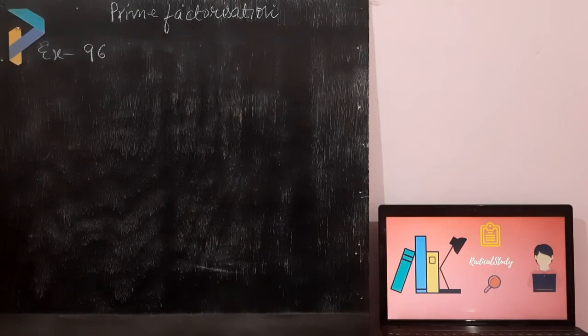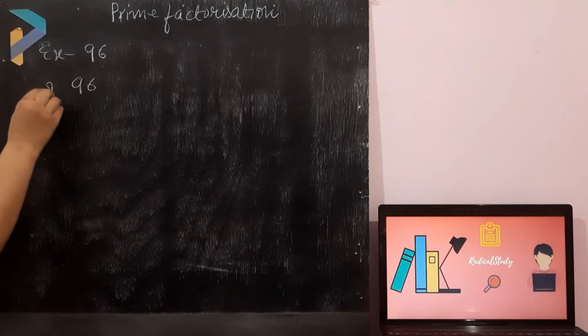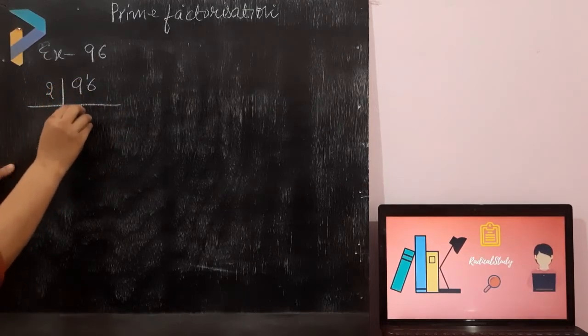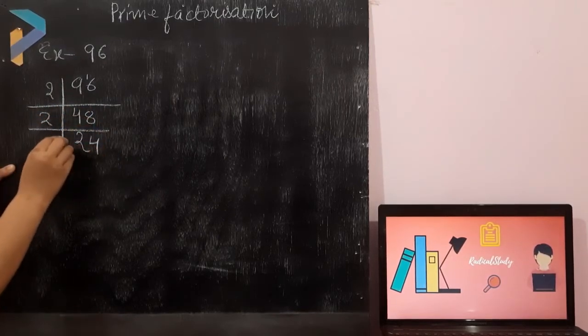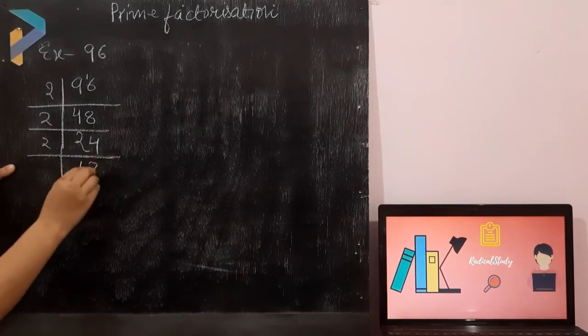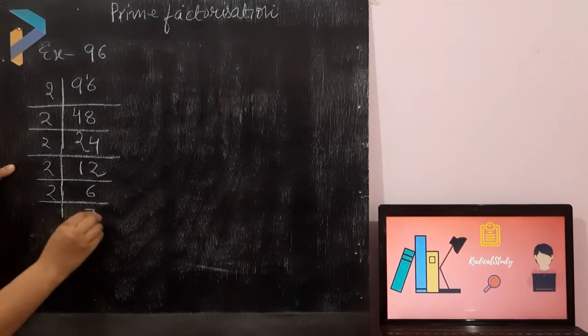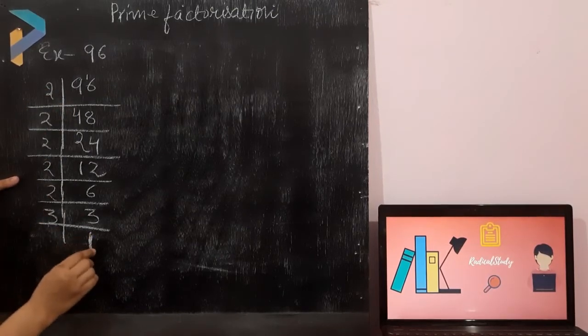So students, as you can see, I have taken one example, 96. Now we will do the prime factorization of 96. I will start from 2. 2 fours are 8, the remainder is 1. Now 2 eights are 16. Now again 2 twos are 4, 2 fours are 8. Again 2 sixes are 12, 2 threes are 6. Then 3 ones are 3. We have to continue the prime factorization till we reach 1.